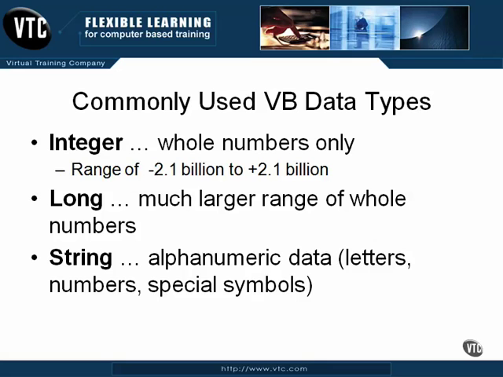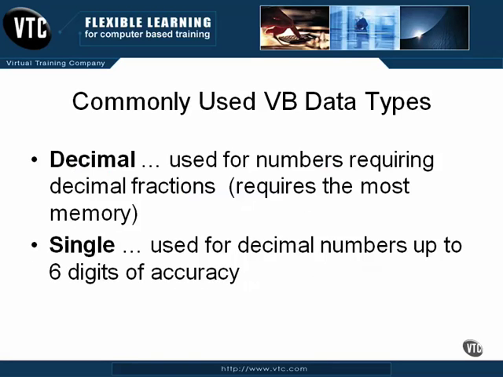A string data type is used whenever you are trying to represent alphanumeric data. Alphanumeric data is anything that consists of letters, numbers, and special symbols. Again, a person's name would be a string. A person's address would be a string. Anything technically could be a string, but the key difference is how it is to be used. If a piece of data is to be used in a calculation, then it should not be treated as a string. It should be treated as one of the numeric data types, either integer or long, or what we're going to talk about next, which is the decimal data type.